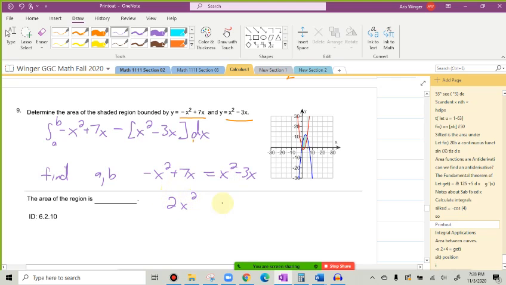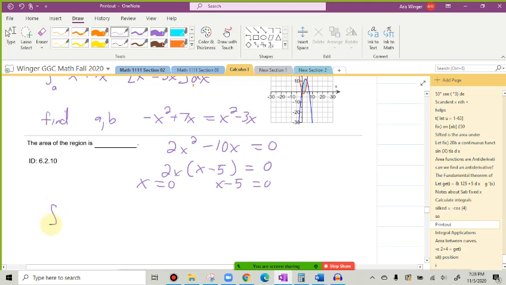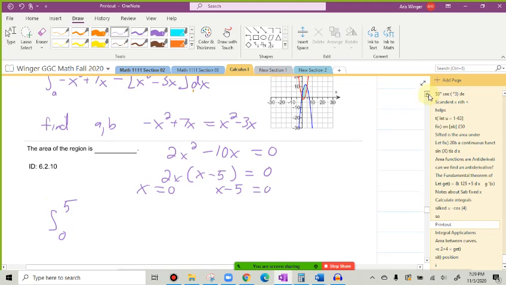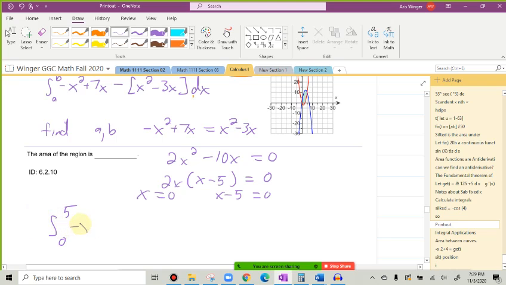This is 2x squared minus 10x is equal to 0. Adding x squared to the right, subtracting 7x to the right. They both have 2x in common. 2x times x minus 5 equals 0. X equals 0, or x minus 5 equals 0. This is the integral from 0 to 5 of negative x squared plus 7x minus x squared plus 3x dx, which is equal to the integral from 0 to 5 of negative 2x squared plus 10x dx.